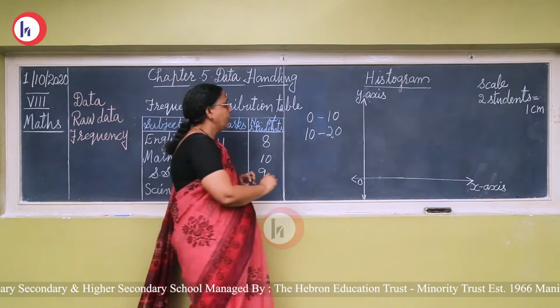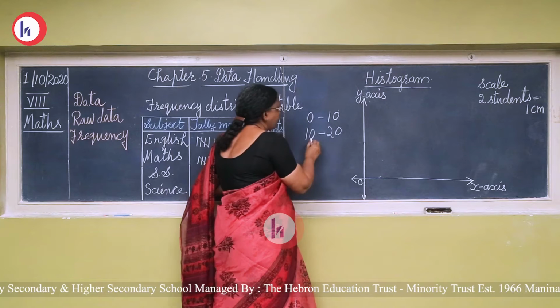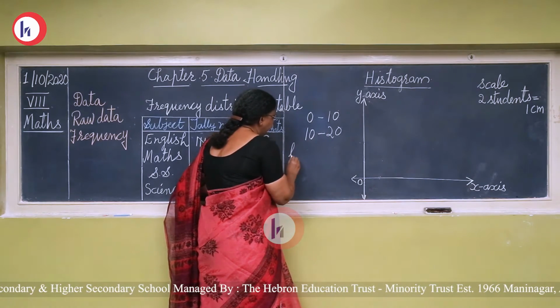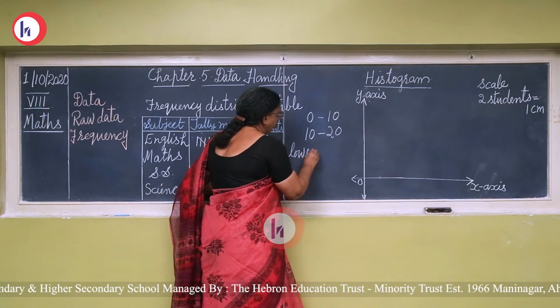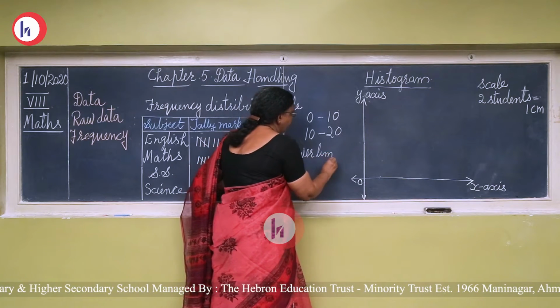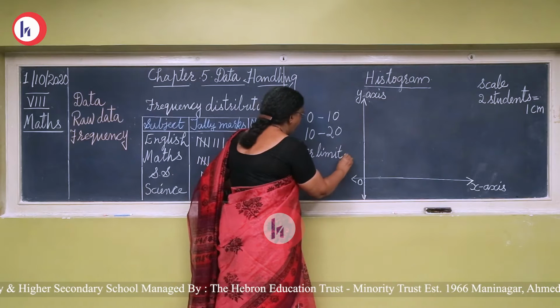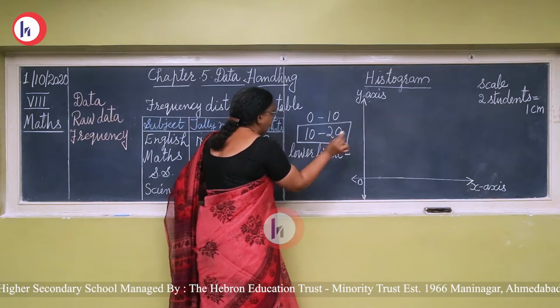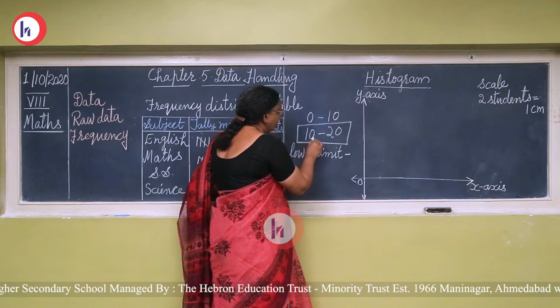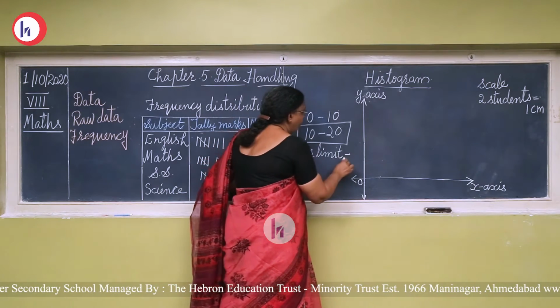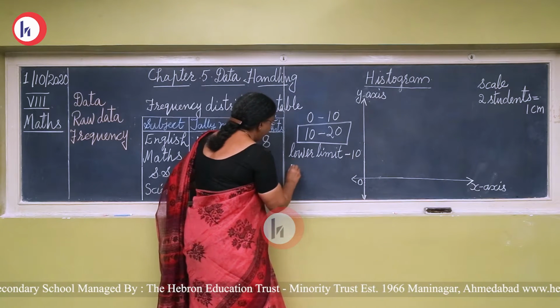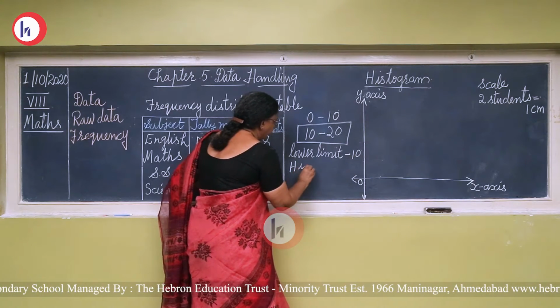In this group, the first number we call the lower limit. Now, which number is the lower limit here? This is known as a class interval. In this group formation, 10 is the lower limit and 20 is the higher limit.